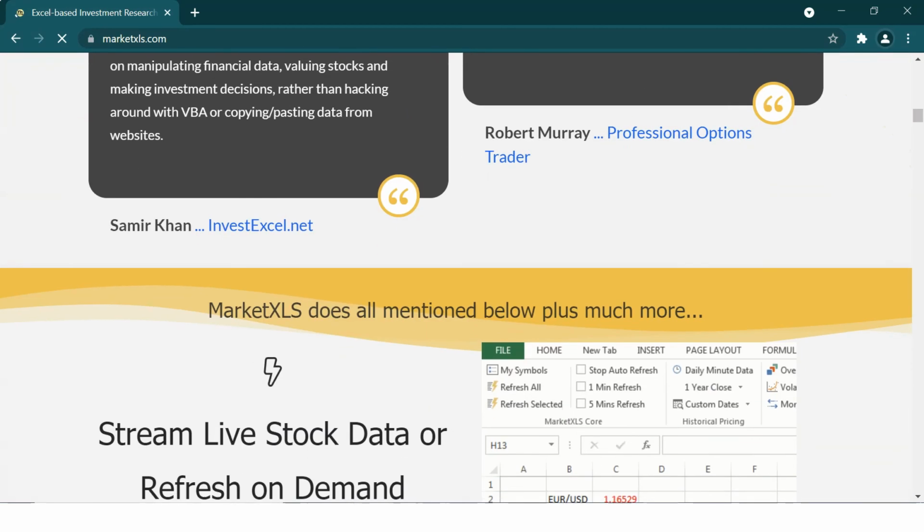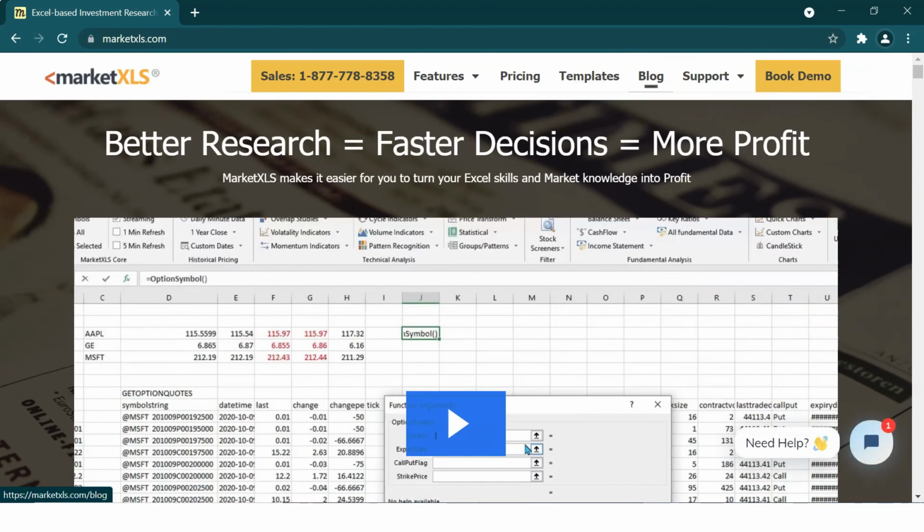That is all for today. We hope you learned how the strip strangle works using MarketXLS.